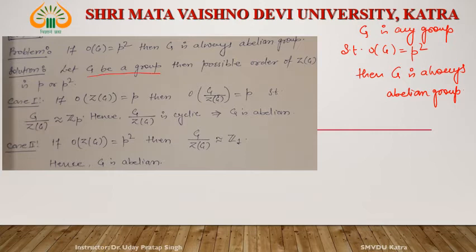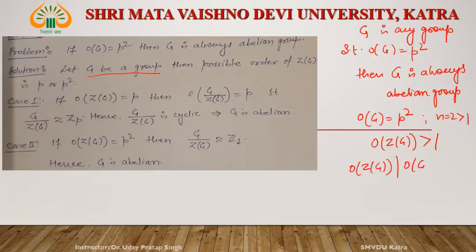If G is a group, what is the possible order of ZG? Since the order of G is P square, the result says that n is equal to 2, which is greater than 1. Then the order of ZG must be greater than 1. Since ZG is a subgroup of G, Lagrange's theorem says that the order of ZG divides the order of G. It means the order of ZG divides P square. Then the order of ZG is equal to P or P square.